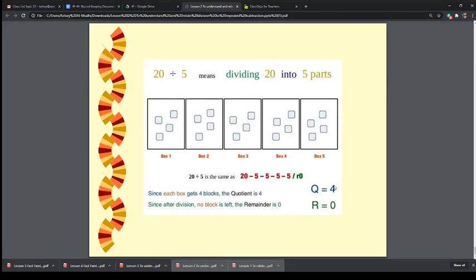And this is how you would write that. Q, or the answer, would be 4. It's 4 because there are 4 squares in each box. The remainder is 0 because they all fit in the boxes equally.